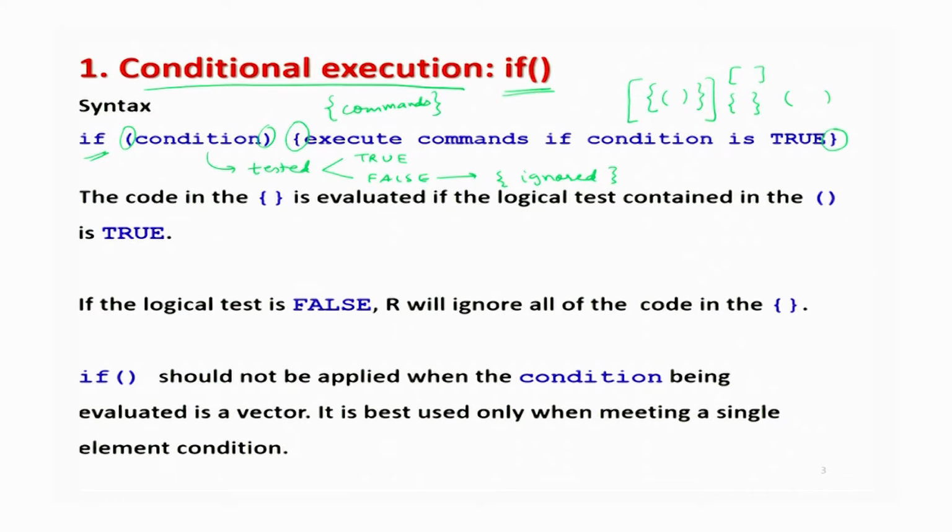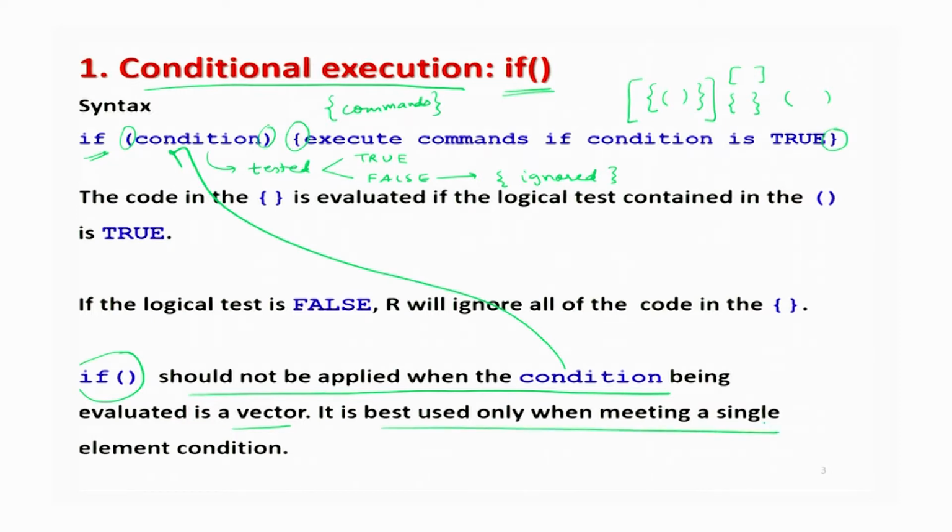If you recall, at that time I had told you that in our software the parenthesis, curly and square bracket have different types of utilities, and this is one of the utilities where it is going to be used. So, what you have to keep in mind is that when you use this if condition, try to use it only when there is a scalar, and this if condition should not be applied when the condition that we want to evaluate is a vector. So, this is best used only when we are trying to meet single element conditions.